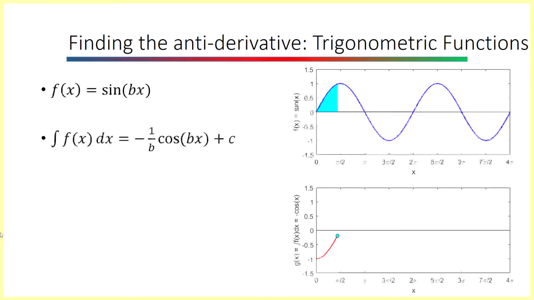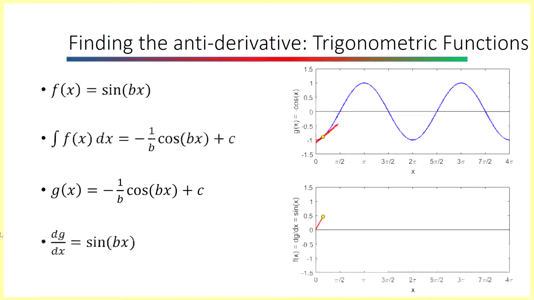Let's look at the integral of f of x equals sine of x. You'll notice, if you're following along on the graphs on the right, that the integral definitely has to repeat with the same period as the original function. We know that the derivative of sine of x is cosine of x. We also know that the derivative of cosine of x is negative sine of x. So it makes sense that the integral of sine of bx might be negative 1 over b times cosine of bx plus some constant. Okay, let's check to make sure this works.